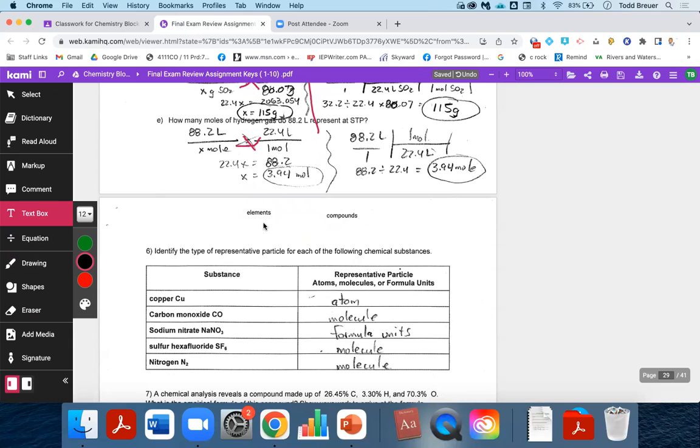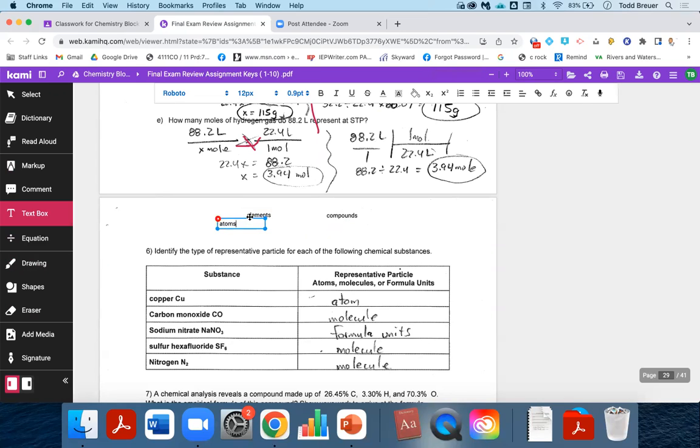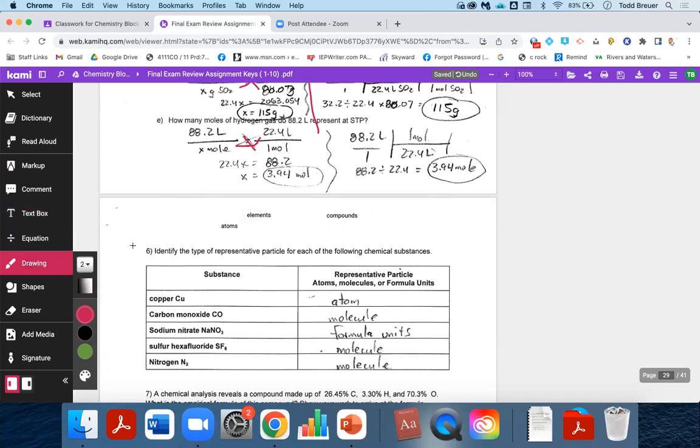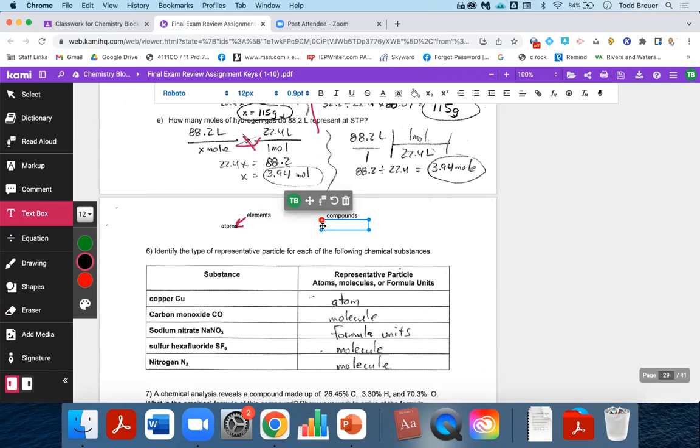Well, copper is an element. So most of the time when we speak about elements, the particle is called atoms, right? There are sometimes some exceptions to that, but in this case, copper is made up of what we call atoms. So we'll highlight when that is not the truth in a moment. So if we look at the next example, carbon monoxide, that's not an element, that's made of multiple elements. So that's a compound. So when it's a compound, we're either going to call the particles molecules or we're going to call them formula units.